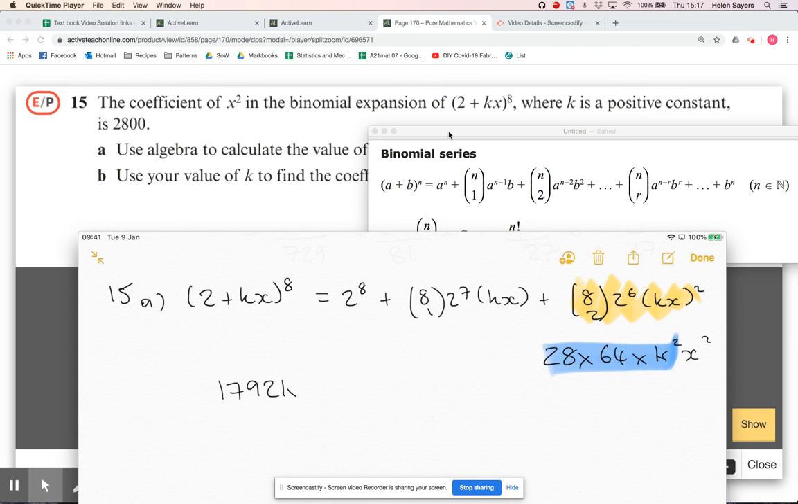1792 k squared equals, so that's the coefficient, and they're telling me that equals 2,800. It says k is a positive constant, doesn't say it's an integer. So 2,800 divided by 1792 gives me 25 over 16. I'm going to square root that, and it says k is positive, so that's going to be the positive 5 over 4.